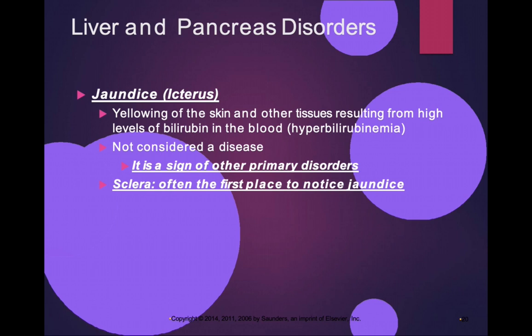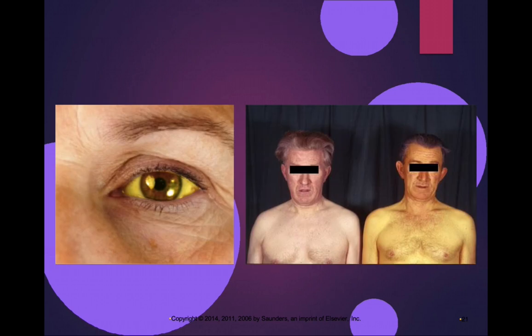Then jaundice kicks in, right? Jaundice is yellowing of the skin and the other tissues that results from high levels of bilirubin in the blood. They call it hyperbilirubinemia. Now, it's not considered a disease, but it is a sign that there's something else going on. If you're of darker complexion, you can look at the sclera. It's often the first place you can notice jaundice. So here on the left, this is good, healthy skin. Here is jaundice. Here's the jaundice of the eyes. Definitely go right to liver. Something's up with the liver.